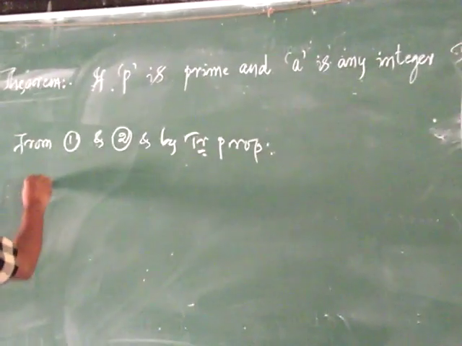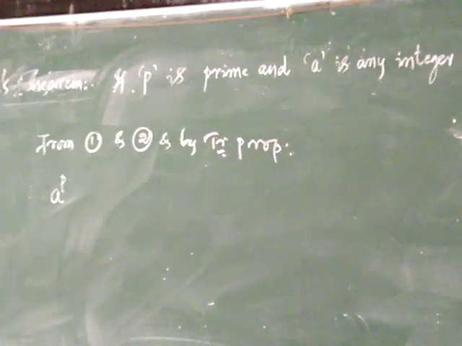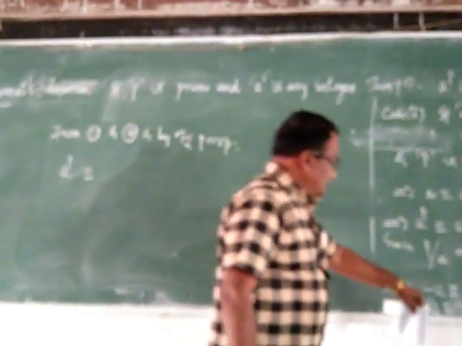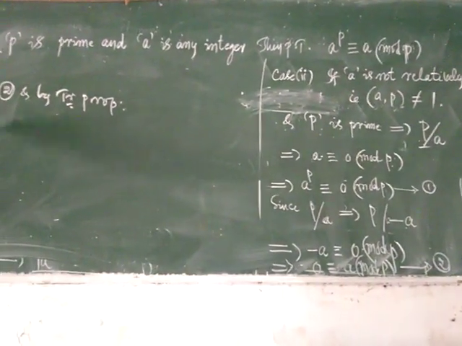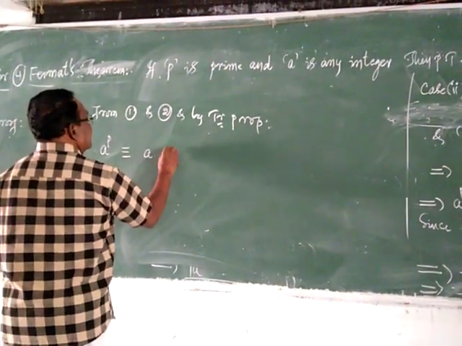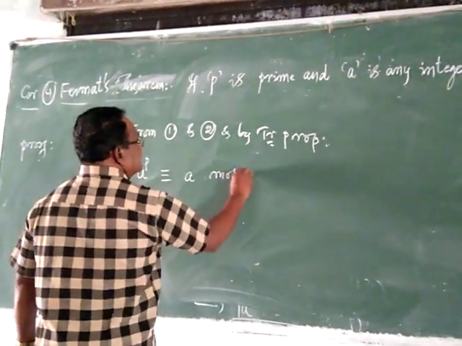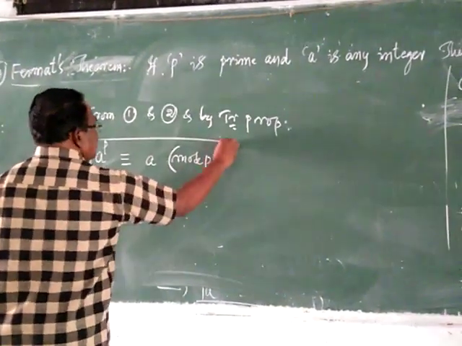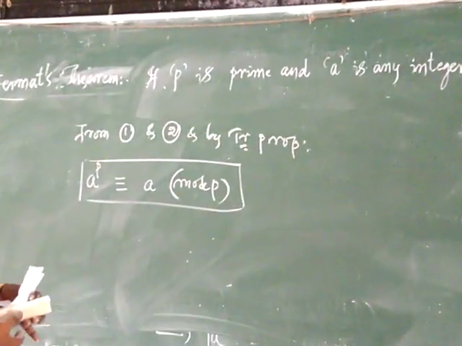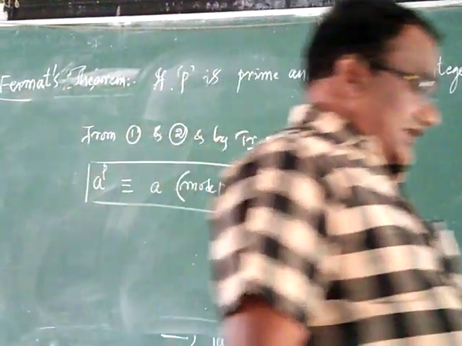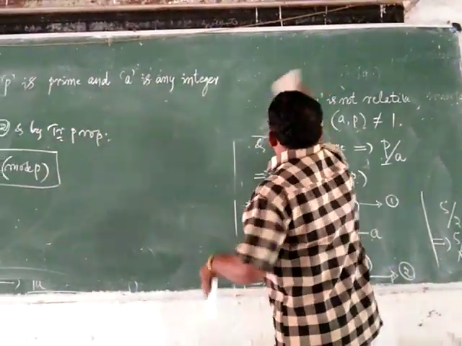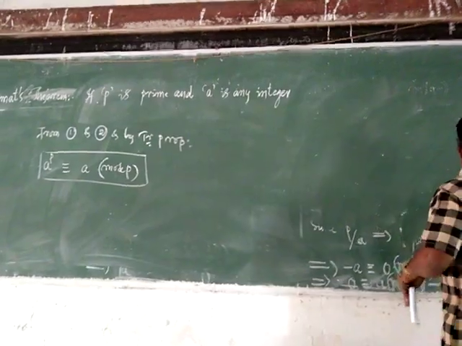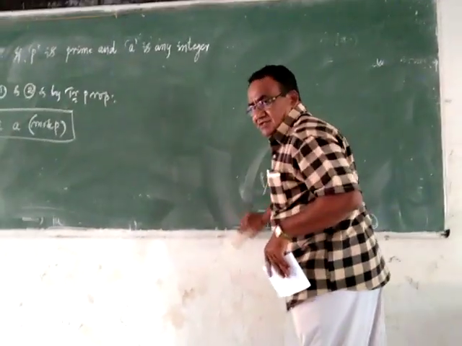What it said: A to the power P is congruent to 0, and 0 is congruent to A mod P. This implies that A to the power P is congruent to A mod P. This is what we wanted to do. This is Fermat's theorem. Okay, with this, let's now go for the next theorem.